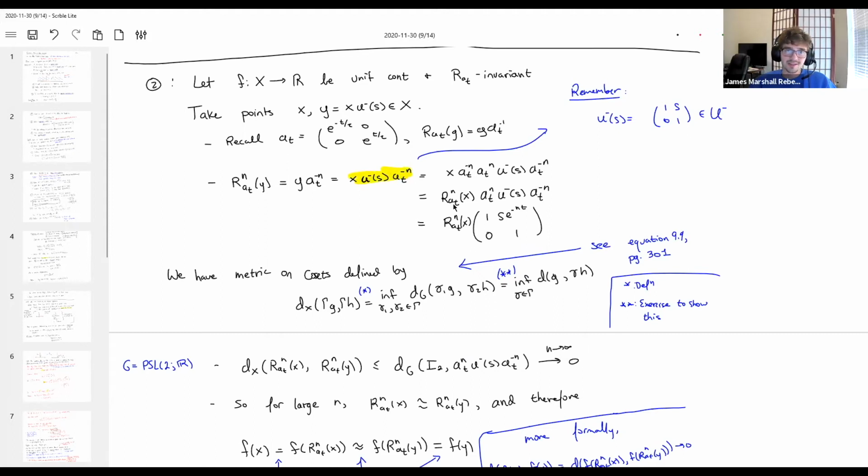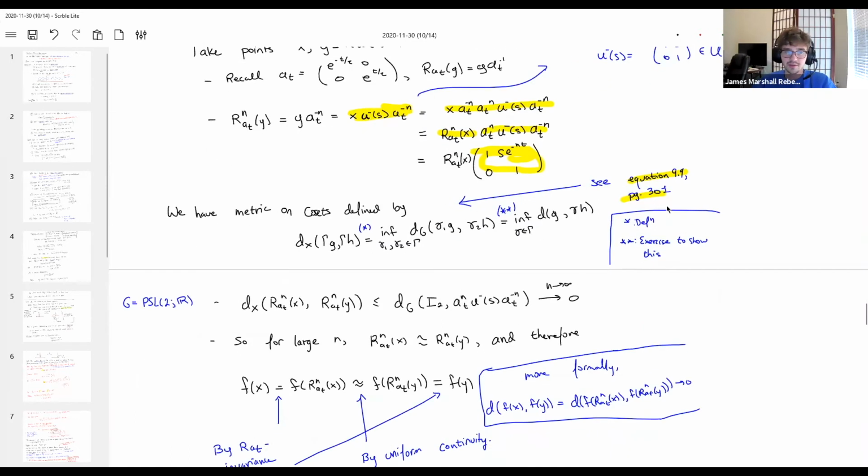Same thing as this. And now we just throw in an a to the minus nt, a to the nt here, and that gives us the right action here. That gives us the conjugate of u minus s, which will end up being this. And so as we take larger and larger n, this is going to get closer and closer to 0, where we have to define some metric here. And this metric's chosen in an appropriate way. It's given by equation 9.9, page 301. It's the metric between cosets.